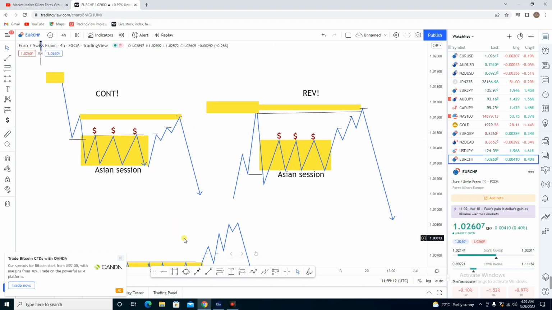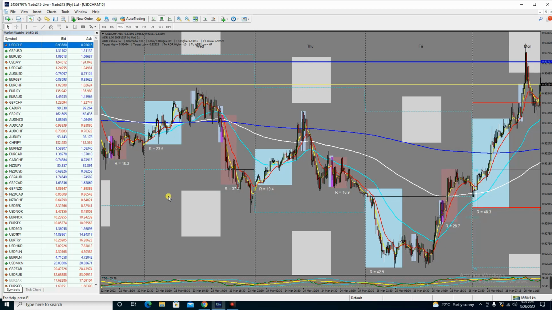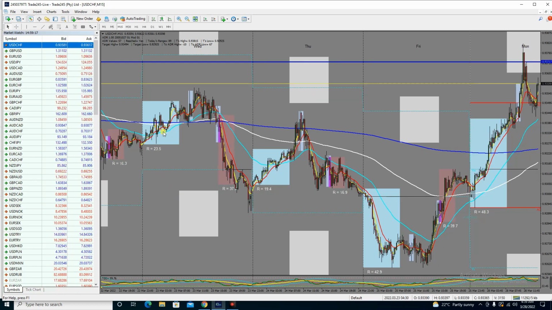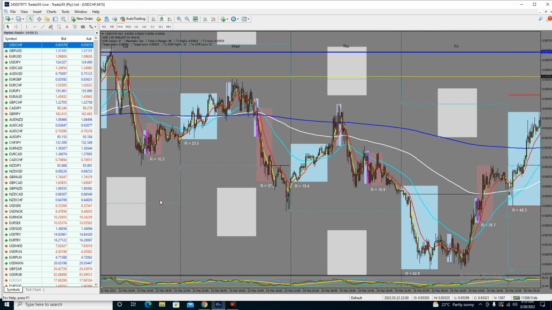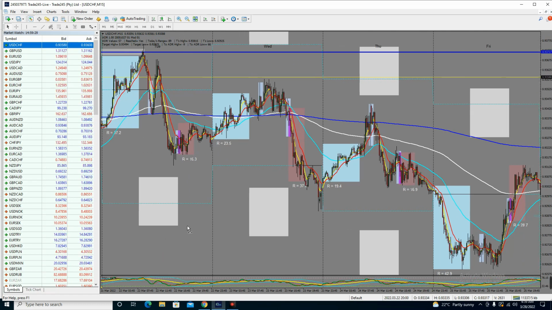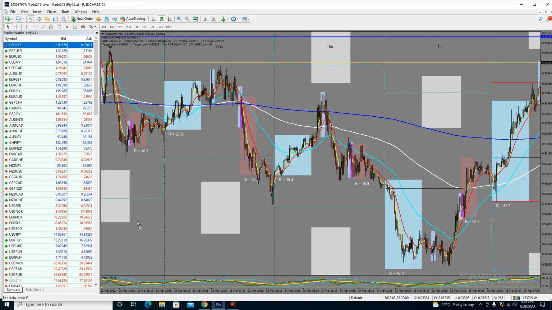Right, so let us take it to the charts. Right, so we're just going to go through a bunch of charts and structure. Right, so I'm just going to pick charts randomly so I can show you what I'm trying to teach you here. Okay, so here's a nice example here.